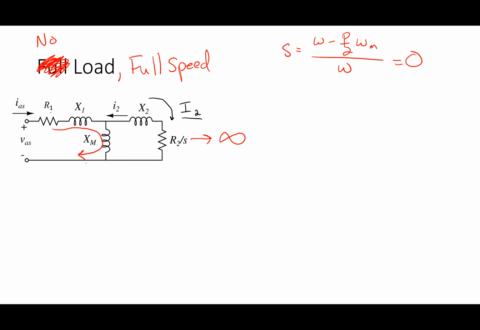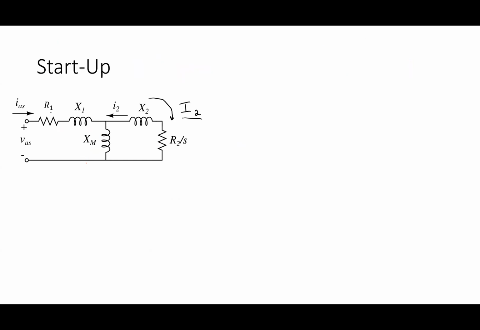All right. Now, if I was at startup, what's my speed at startup? Yeah, my speed is 0. So omega M is equal to 0 at startup. And my slip, which is omega minus P over 2 times omega M over omega, is going to be what? 1. It's 100% slip. It's 100% off from rated speed. So now R2 over S is just equal to R2, right?